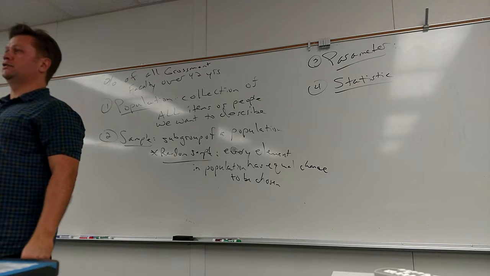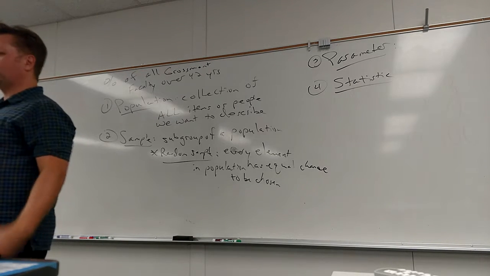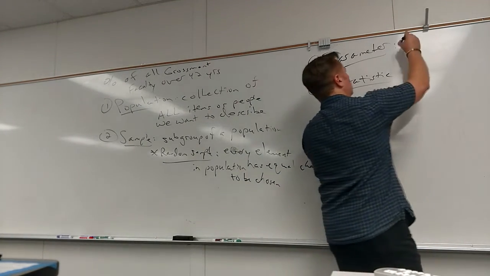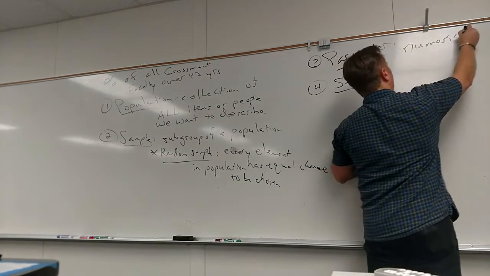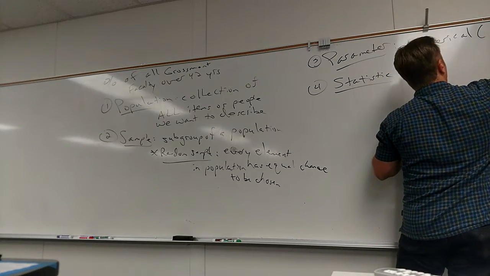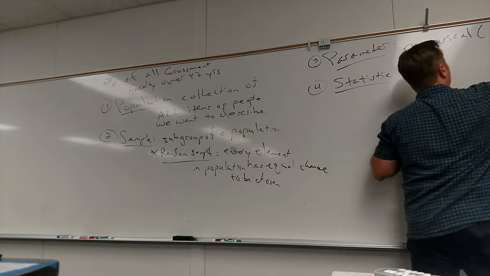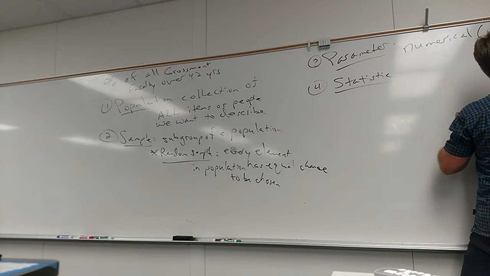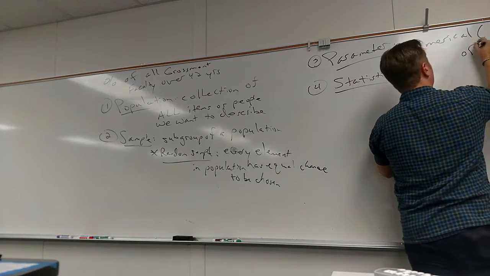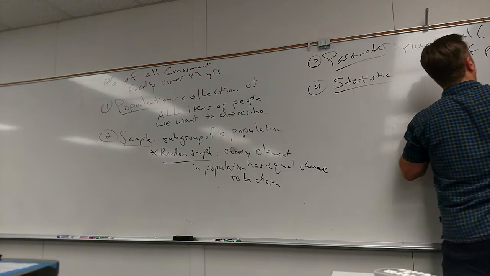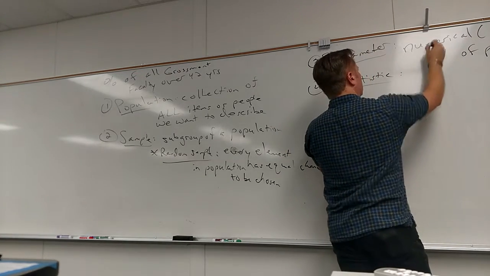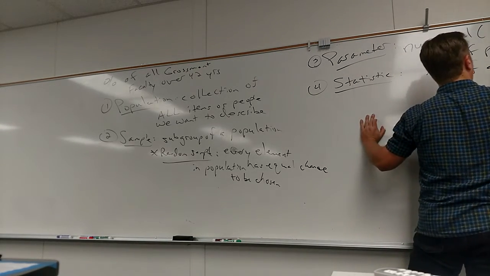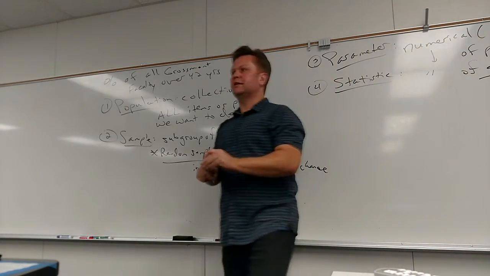I love people who say, it's a sample, so this thing must be a parameter. Wait a minute, come on. Parameter goes with the population. A numerical description, most often an average or a percentage, of a population. And a statistic is the same thing, but of a sample. So these often sound exactly the same.